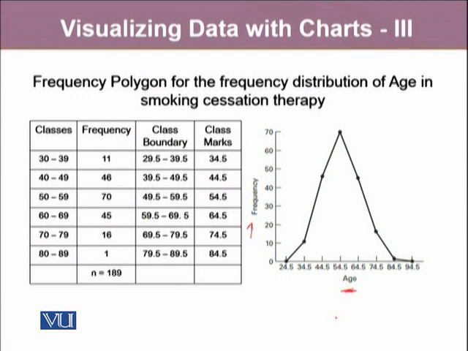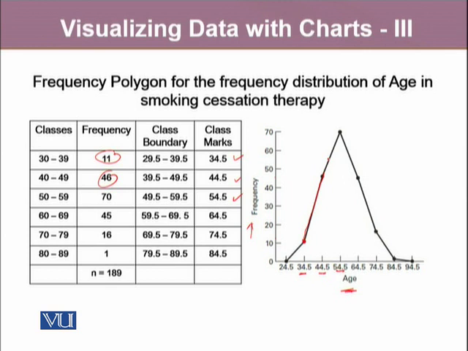For our frequency table, we have class boundaries for the age on our x-axis and the frequency on our y-axis. We can view that the mid-class marks are 34.5, 44.5, then 54.5, and so on. Each dot here is the number of frequencies over here. So at 34.5, there are 11 respondents. At 44.5, there are 46 respondents. And it goes on. And we join these points with straight lines. This type of graph is called a frequency polygon.